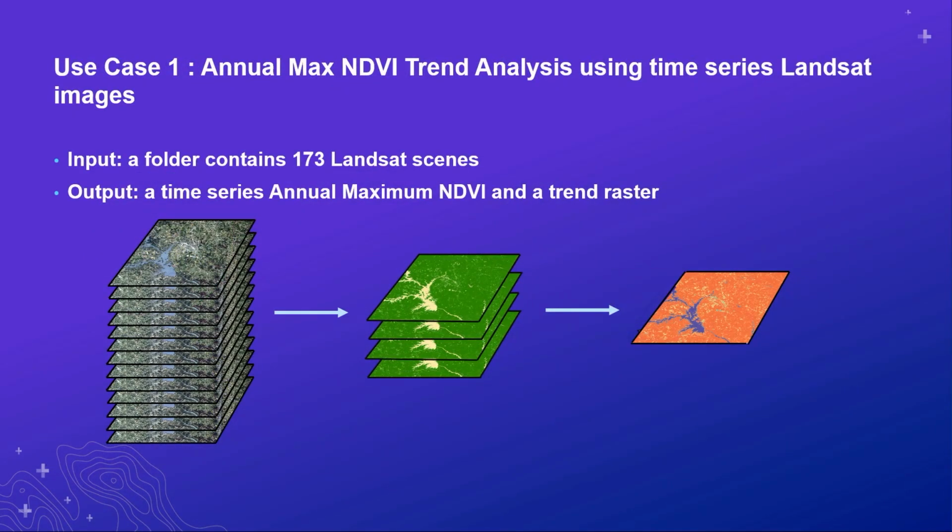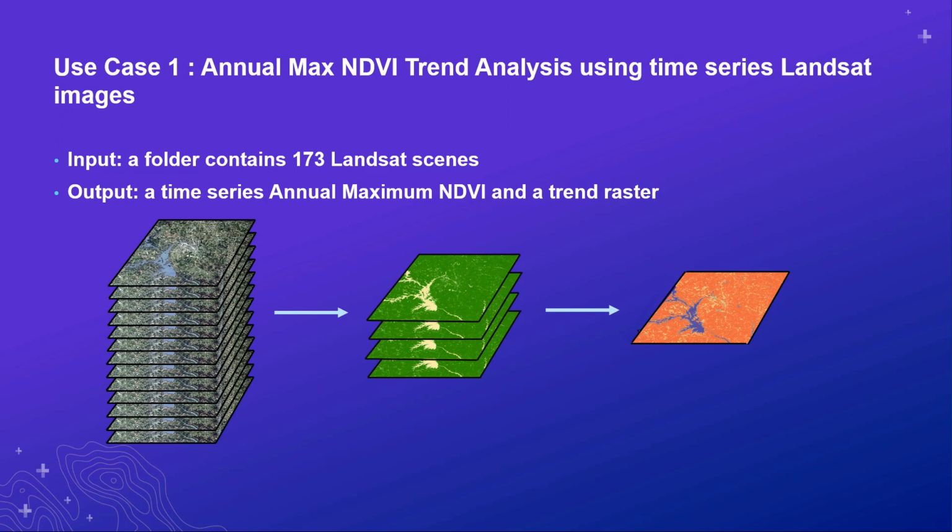To further explain the workflow, we will take the first use case and deep dive into each step. In this example, we want to look at the vegetation trend in time series data, and the input is 173 Landsat scenes. We want to process them and generate a trend raster out of this collection.